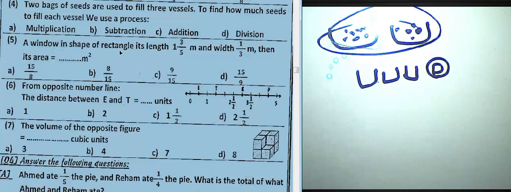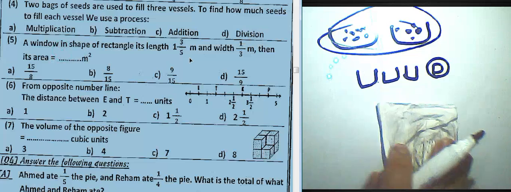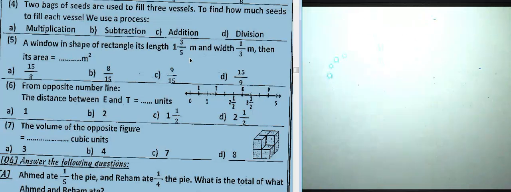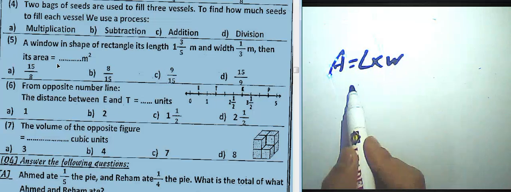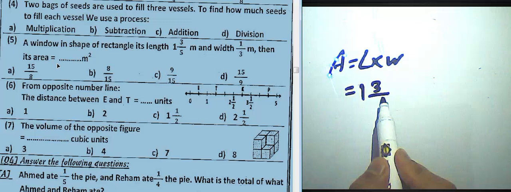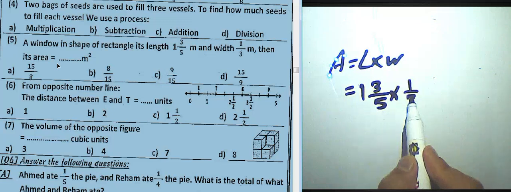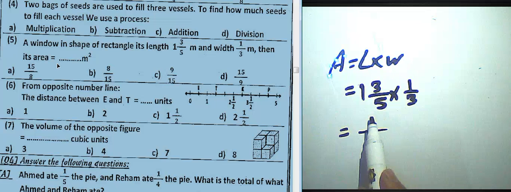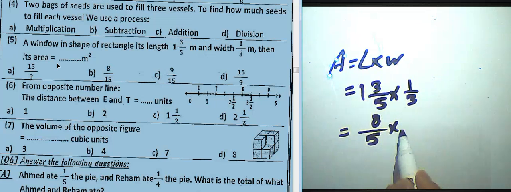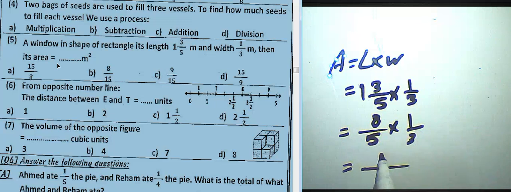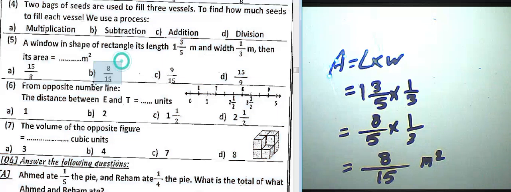Question 5. A window in a rectangle shape has length 1 and 3 over 5 and width 1 over 3 meters. Then the area equals length multiplication by width. Length here 1 and 3 over 5 multiplication by width 1 over 3. Convert from mixed number to improper. Write 5 here. 1 times 5 equals 5 plus 3 equals 8. Multiplication by 1 over 3. 1 times 8 equals 8 and 3 times 5 equals 15. The result will be 8 over 15 square meter. Okay, 8 over 15. Choose letter B.